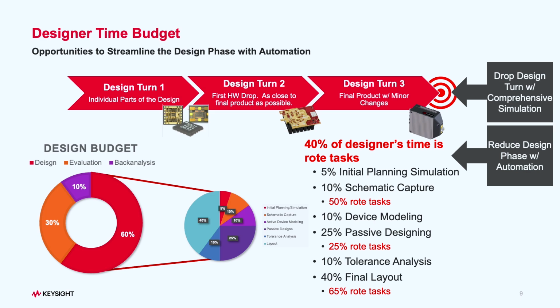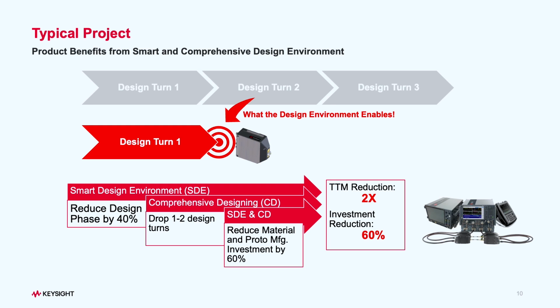So we have reducing the length of the design turns, and then we also have reducing the number of the design turns. Reducing the number of the design turns is what the comprehensive aspect of the design environment enables, and then reducing the length of each one is what the smart aspect of the design environment enables.